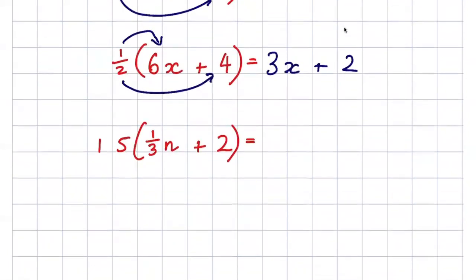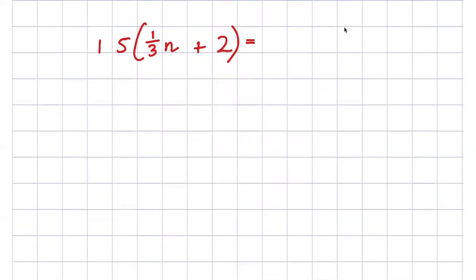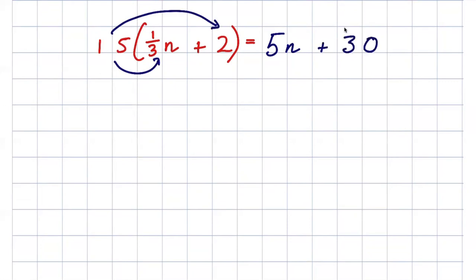Right, one more question for you, a little bit more difficult. 15 times a third of n plus 2. Okay, pause the video, quickly do that one, and then you're going to be getting on with your task. Okay, so 15 times a third is the same as saying a third of 15. A third of 15 is 5. So that is 5n for this bit. And then this bit is 15 times 2. So that is 30. So this is 5n plus 30.